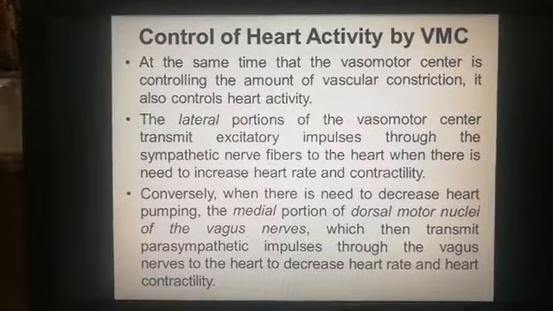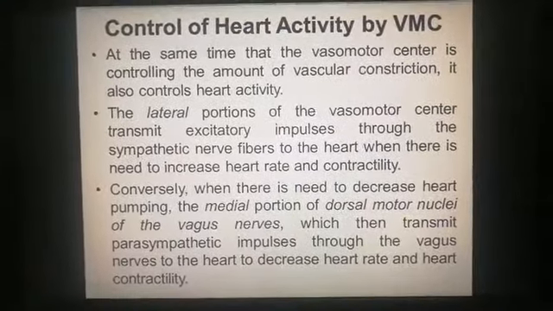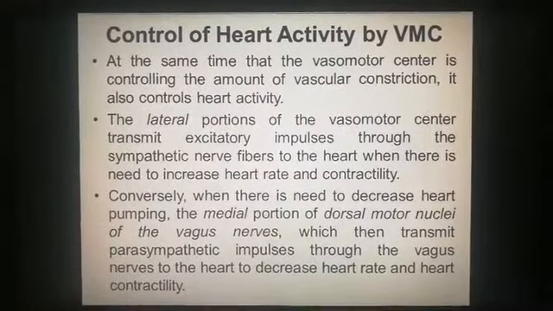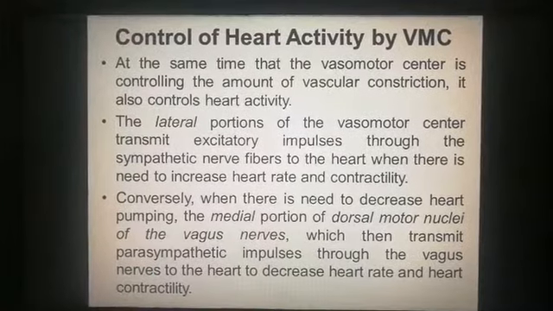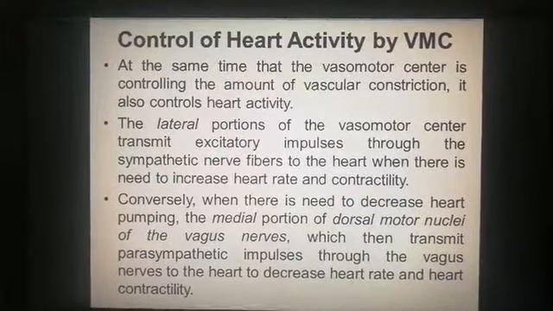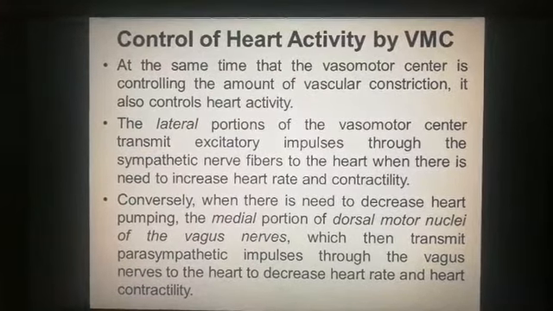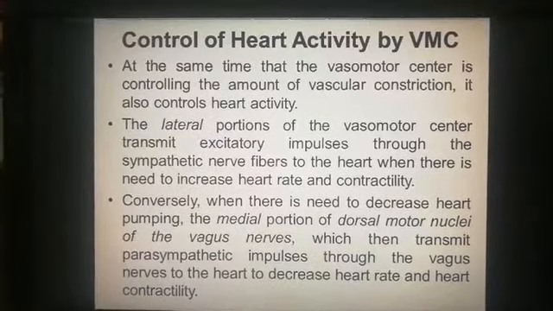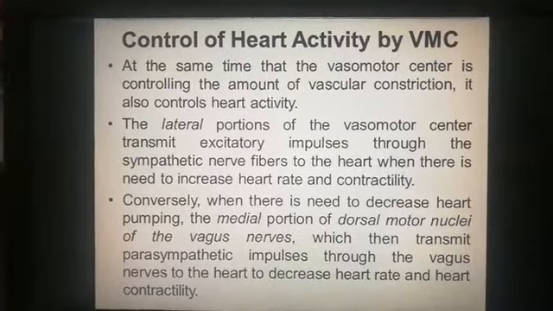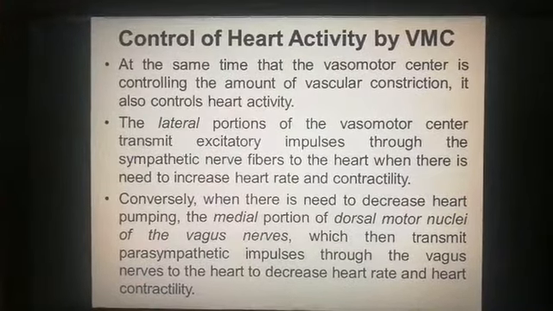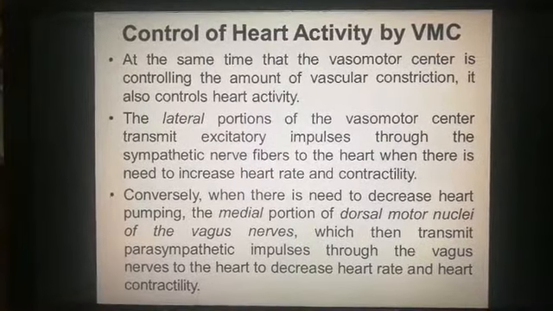Control of heart activity by the vasomotor center. At the same time that the vasomotor center is controlling the amount of vascular constriction, it also controls the heart activity. The lateral portion of the vasomotor center has an excitatory effect on the heart. It increases the heart rate and heart contractility, while the medial portion, together with the dorsal motor nuclei of the vagus nerve, transmits parasympathetic impulses through the vagus nerve to the heart to decrease heart rate and heart contractility. So these two conditions are vice versa. The lateral portion is excitatory while the medial portion is inhibitory.